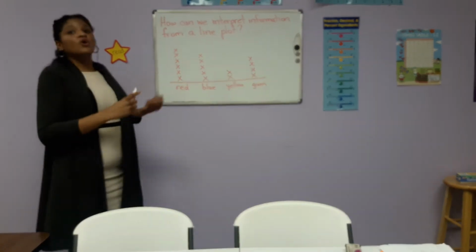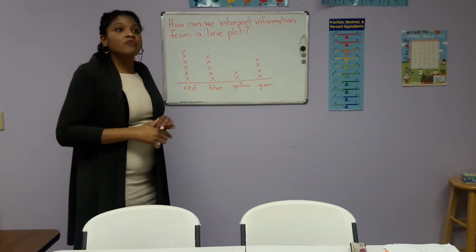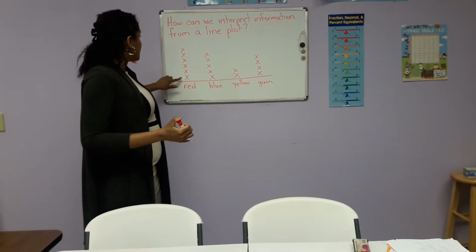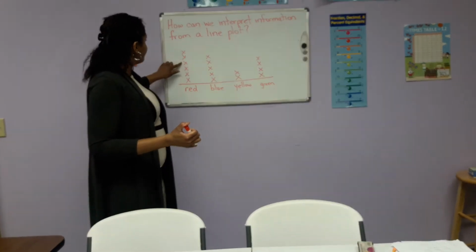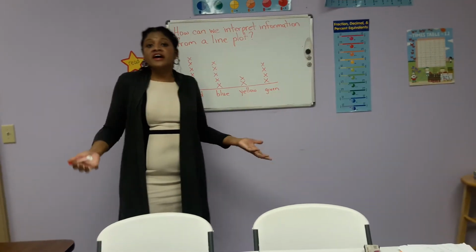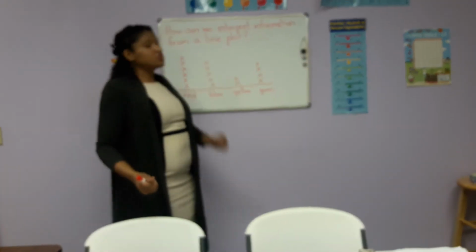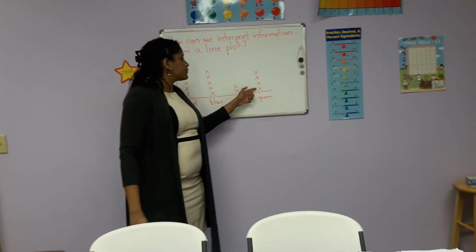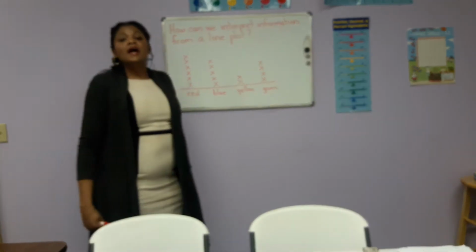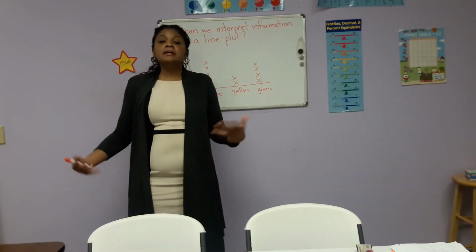That's really it. So how many students like red? If we want to know how many students like red, we just count 1, 2, 3, 4, 5, 6. The number of X's tells us how many students like red. How many students like yellow? Just 2. How many students like green? 1, 2, 3, 4. And we can also use this information to compare.